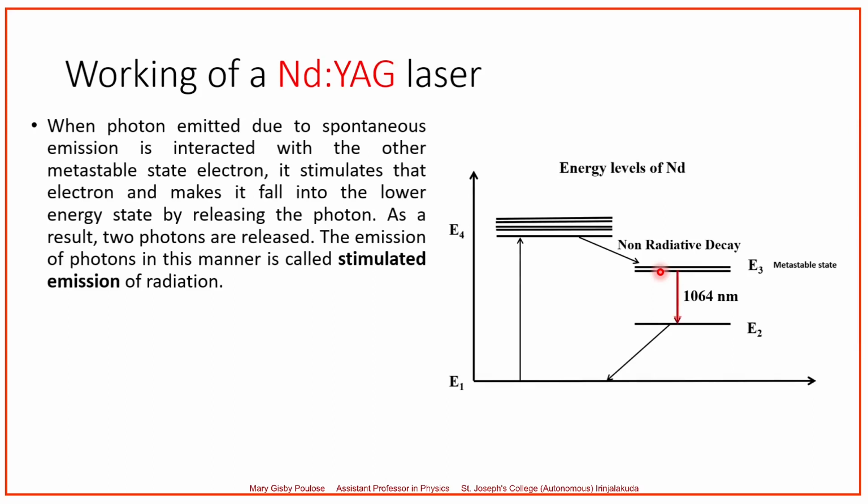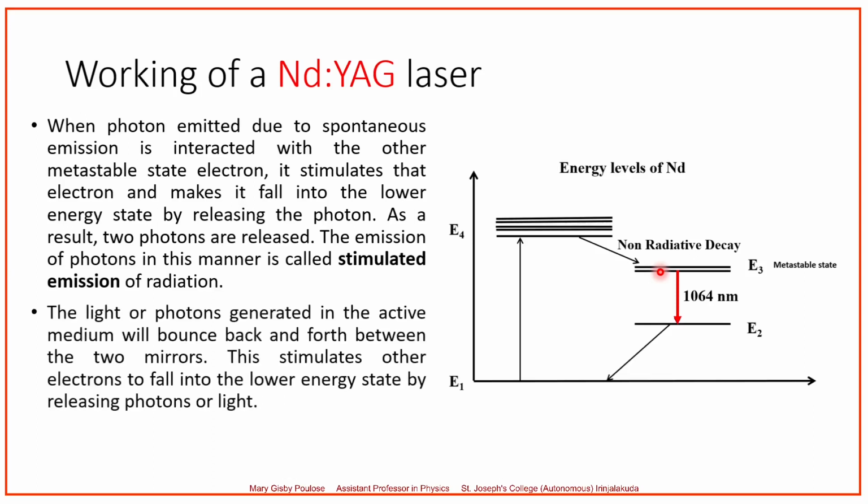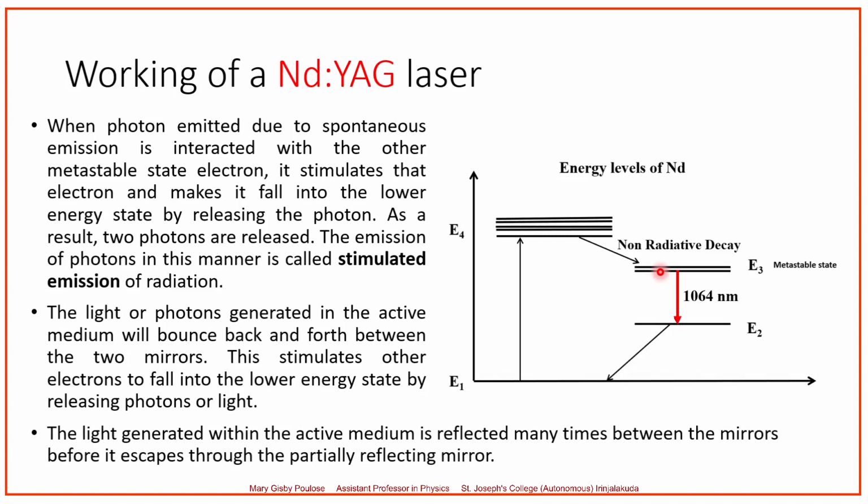Now, when this photon is emitted due to spontaneous emission, it interacts with the other metastable state electrons or ions, and it stimulates those electrons or ions to fall to the lower energy state. So, two more photons will be released, and this emission is called stimulated emission of radiation. Now, this light generated in this active medium will bounce back and forth between the two mirrors on either ends. It again further stimulates other electrons or ions to fall to the lower energy state by again releasing light. Now, the light generated within this active medium is reflected many times between these mirrors. Hence, it gets amplified, and further it escapes from the partially reflecting mirror as the narrow beam of laser light.